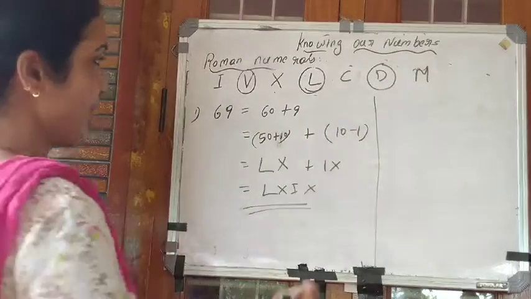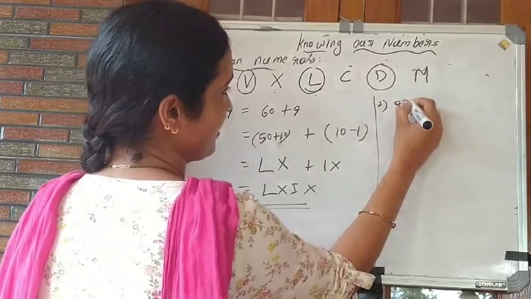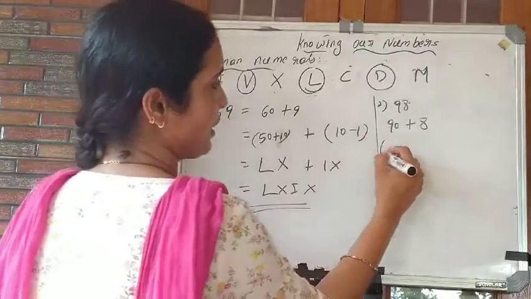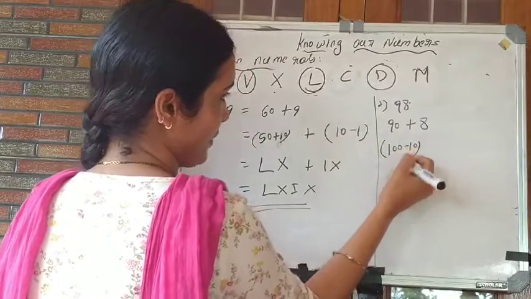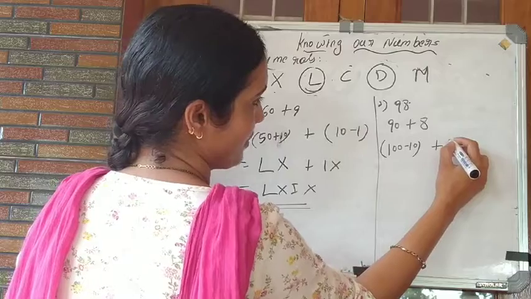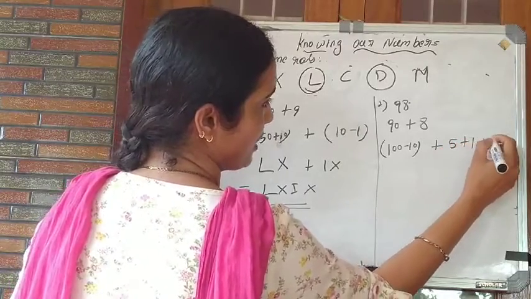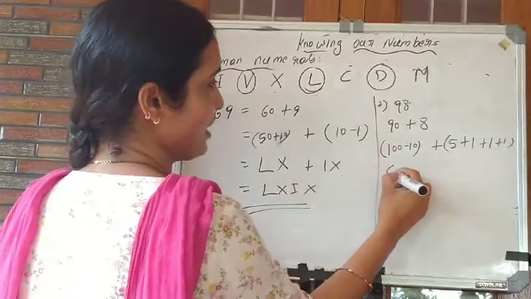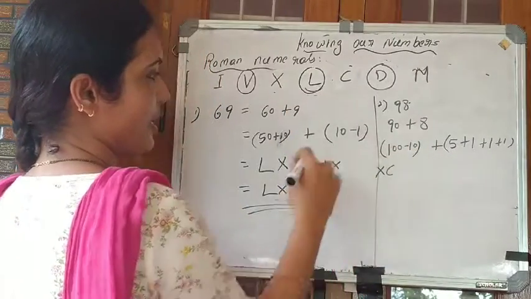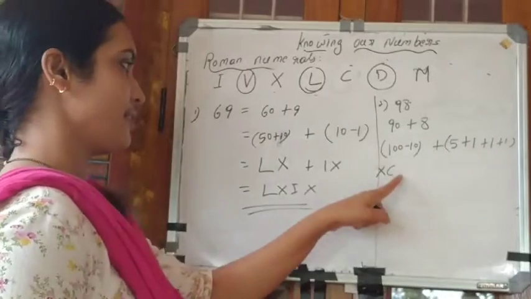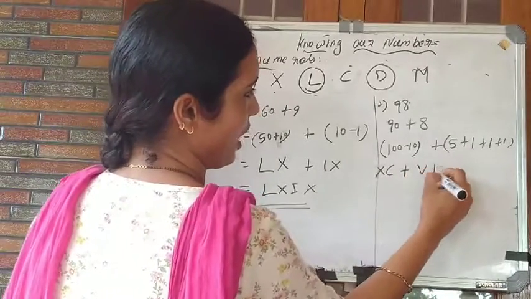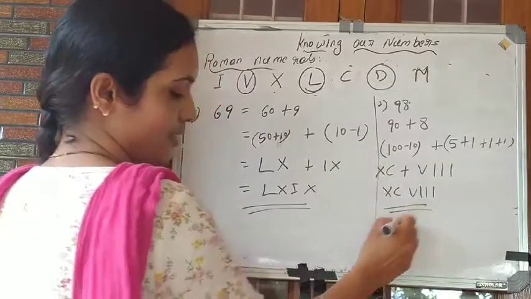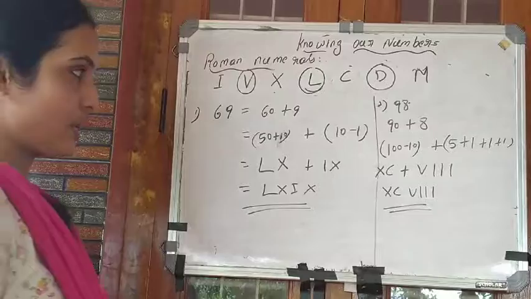The next is 98. How can we write 98? Split it into 90 plus 8. How can we write 90? 100 minus 10, that is XC. And 8 is 5 plus 1 plus 1 plus 1, VIII. So XC plus VIII, XCVIII. This is the method to simplify.